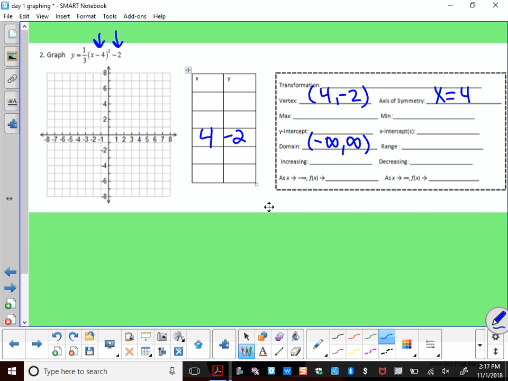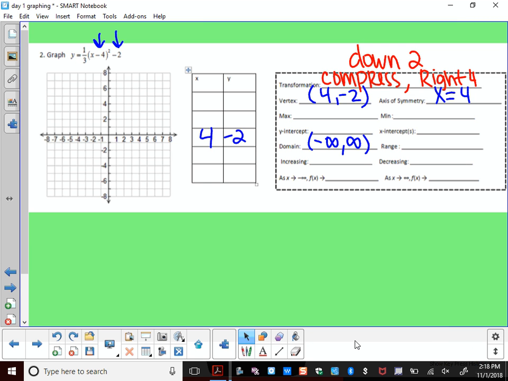My transformation, I can tell from my equation. I have 3 of them. What's that 1/3 tell me to do? Stretch or compress? Compress. It's smaller than 1, so think small. What about my negative 4? Left or right? Right 4. And then my negative 2? Down 2. I want you guys to type this in and get some points in your graph.